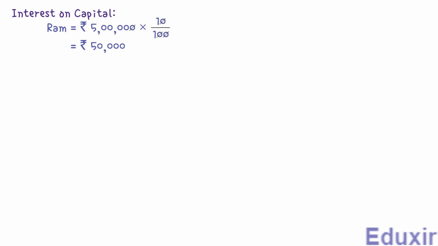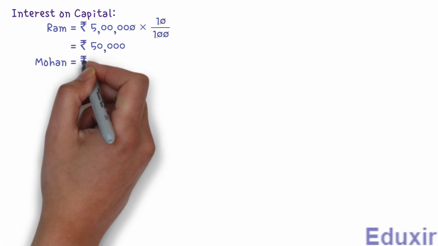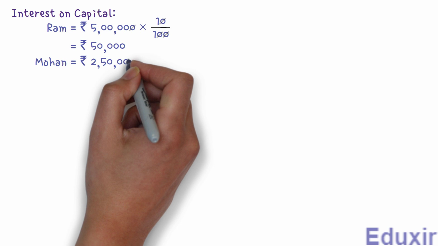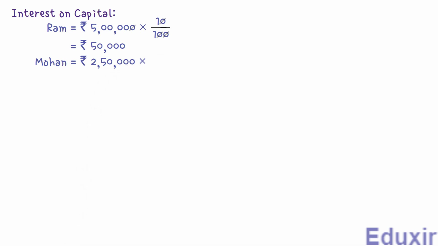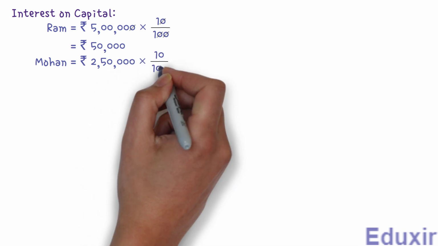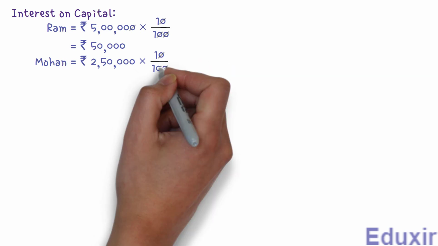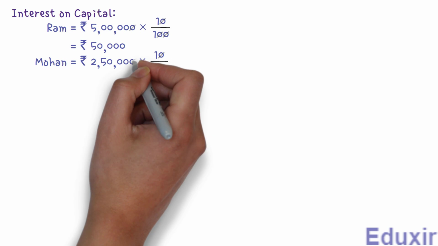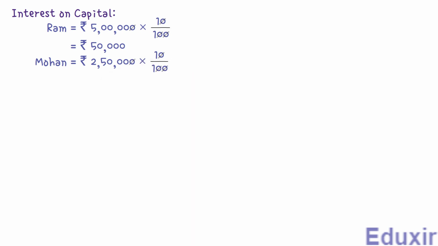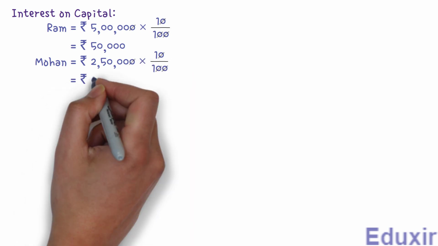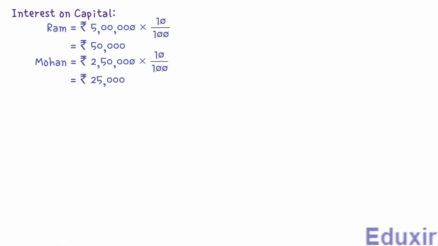Now, the interest on partner Mohan's capital is his capital amount of 2,50,000 rupees multiplied with the rate of interest on capital 10 upon 100. Let us cancel a 0 in 100 for the 0 in 10. Let us cancel the other 0 in 100 for the 0 in 2,50,000 rupees. The result of this calculation is 25,000 rupees. This is the interest on partner Mohan's capital.